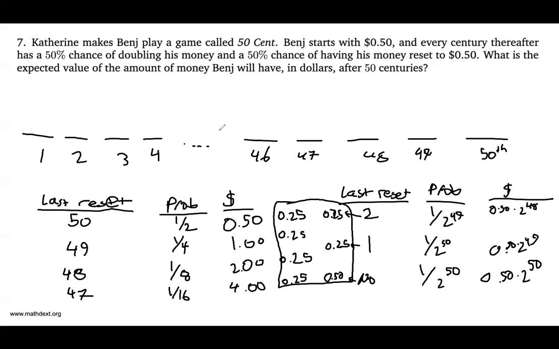So how many states are there that contributed 0.25? Well, it turns out there are 50 of them, because if there ever was a reset, that would contribute 0.25. So 0.25 times 50 plus our final state, which is 0.5. You end up with, well, 0.25 times 50 is 12.5 plus 0.5, which means that his expected earnings after 50 centuries is $13. And that is our final answer.